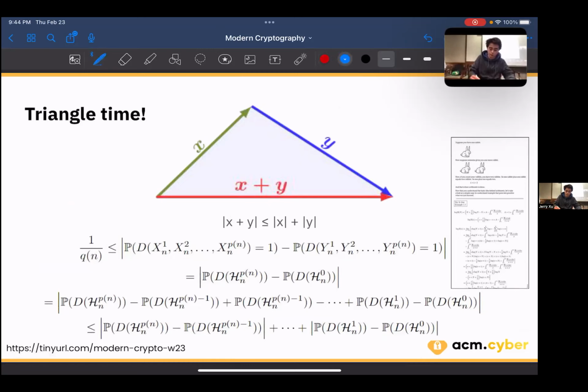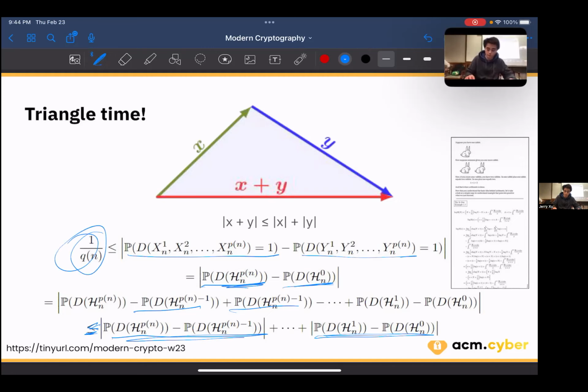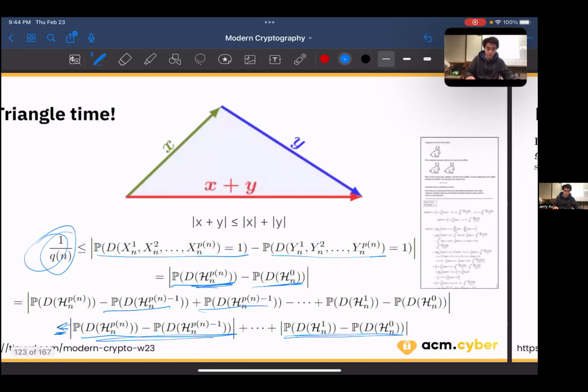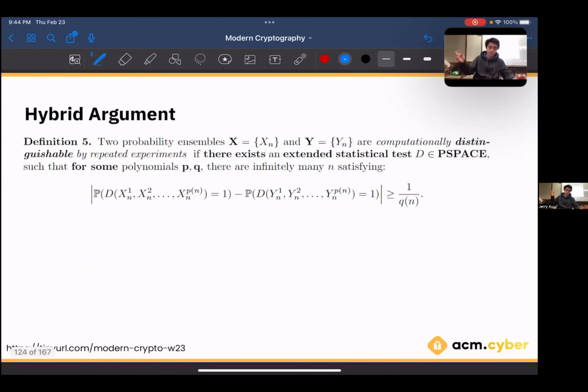Right, so this is the last hybrid, this is the first hybrid. We basically subtract and add back every hybrid in between, and then we're going to break it down into the individual steps, right? And so we know that this breakdown into the individual steps must be at least the lower bound that we started with. So that's the important part here. So let me just double check what we're doing. Okay, just for notation's sake, we're going to label these steps.